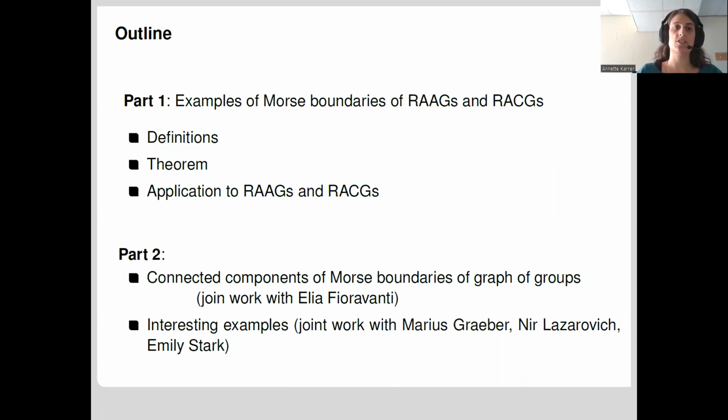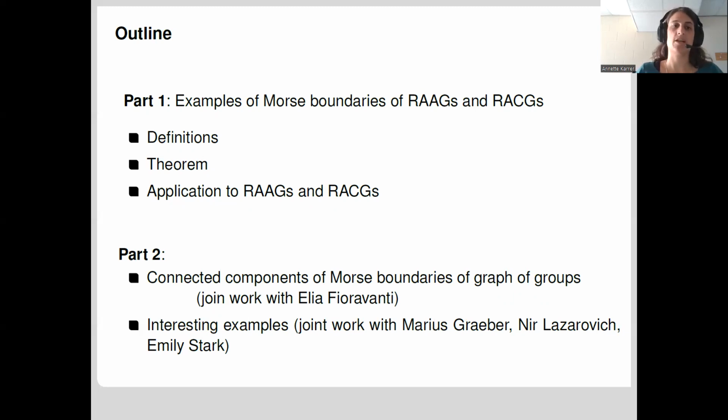First, we will see some definitions we need, and we will see a theorem which results from my dissertation with applications to right-angled Artin and Coxeter groups. And at the end of this talk, we will see that things work because the groups we study there split nicely as amalgamated free products, where the edge groups do not contribute anything to the Morse boundary of the ambient group. And this will lead us to the second part, where we will see a generalization of this theorem for general graphs of groups.